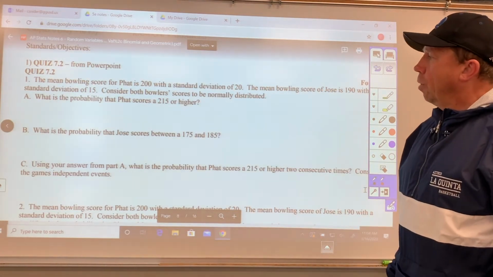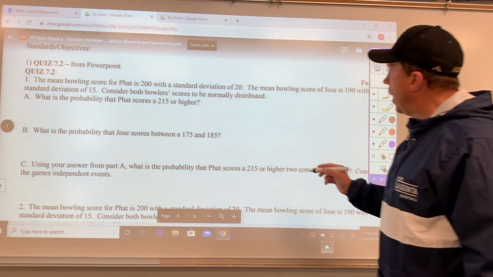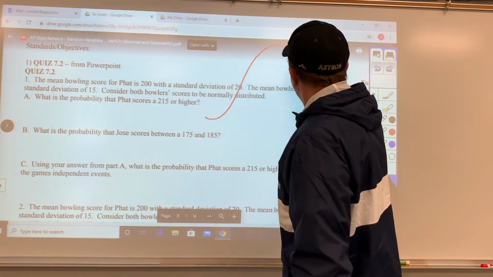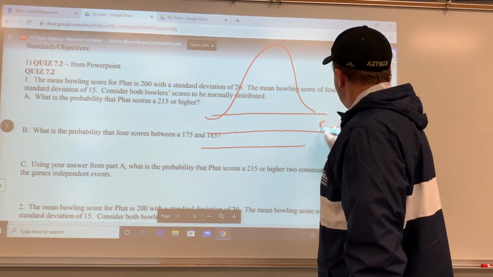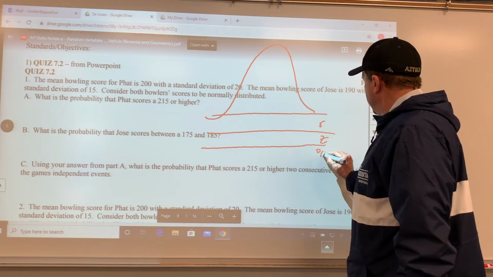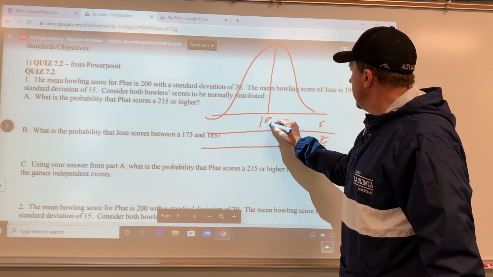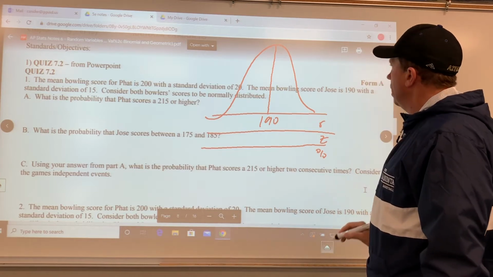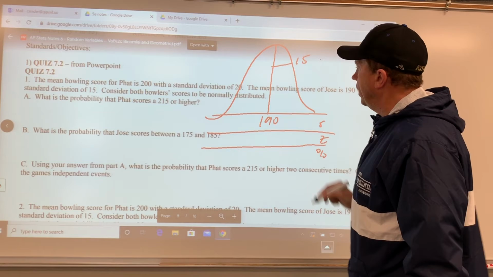Question B. What are the chances Jose scores between 175 and 185? Okay, so we got a bracket on this. Same idea. Draw your curve, and label your raw score, your z-score, and your percentile. Jose averages 190, and his standard deviation is 15, a little bit different.